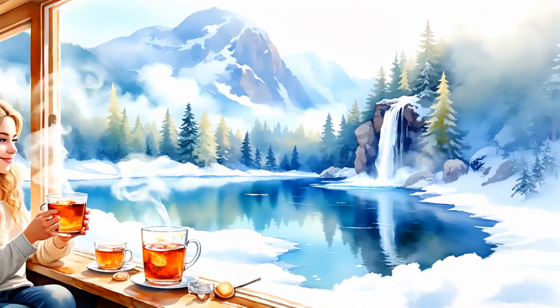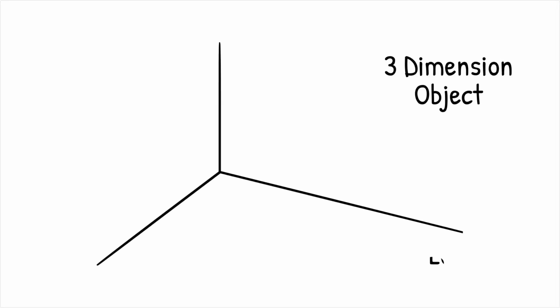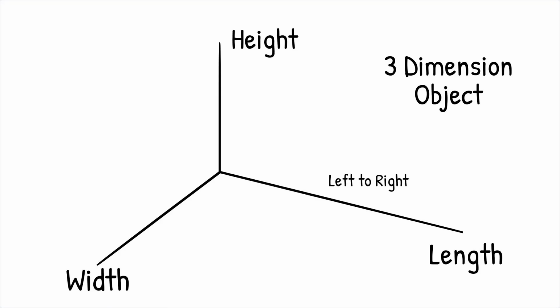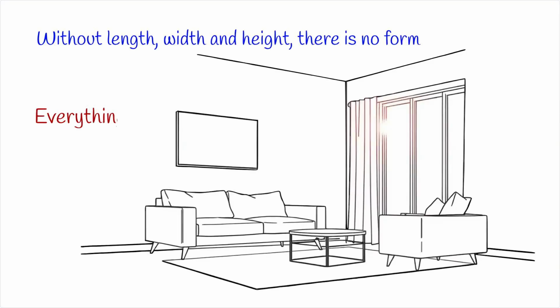Next, think about the world around us in terms of space. Every object we see exists in three dimensions: length, width, and height. Each dimension is different. One represents the distance from left to right, another from top to bottom, and the third from front to back. But when you put them all together, you get a complete three-dimensional object. Each dimension plays a unique role, but without all three, there is no form.